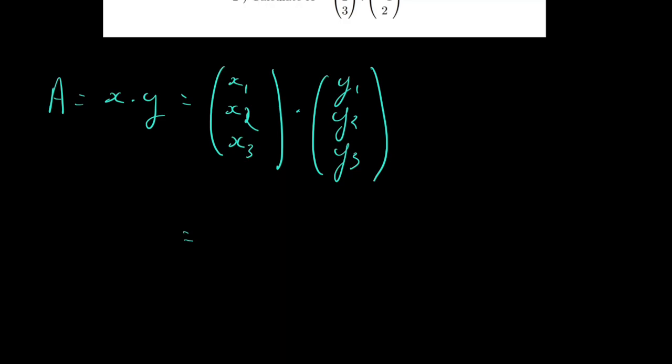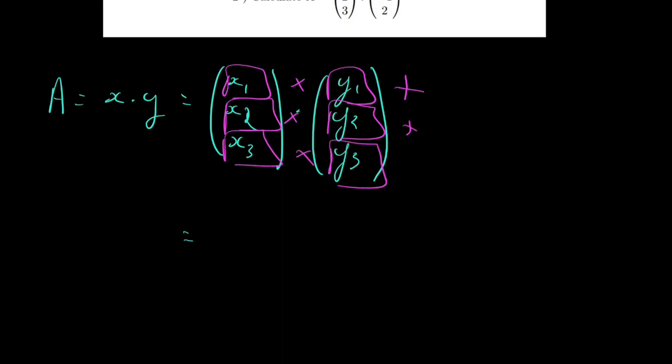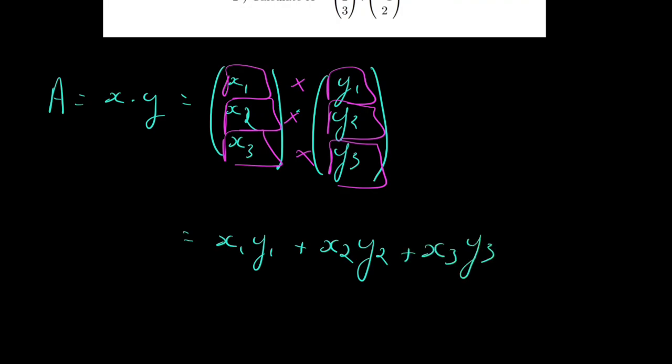So how do I do it? I just multiply each coordinate between each other, so here times, and I add it to the product of the two second coordinates, and I add it to the product of the two third coordinates. So this gives me x1y1 plus x2y2 plus x3y3. And here I see that I have multiplication and additions between real numbers, so the result will be a real number.